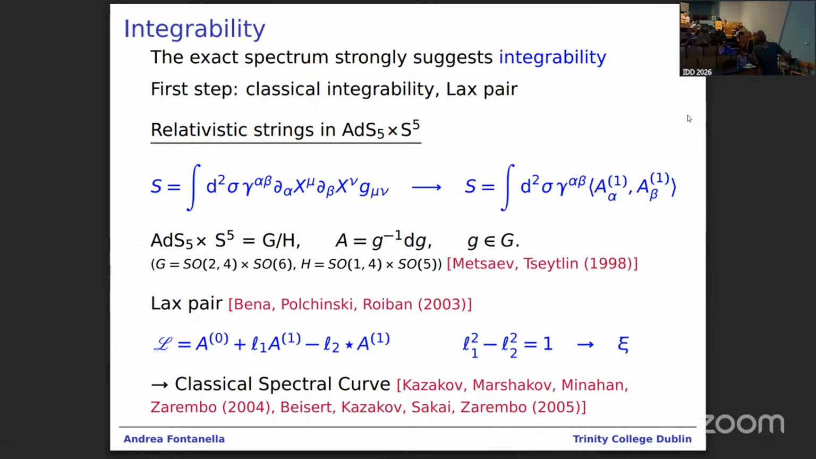So it is better to go into the coordinate-free language, which is written in this form. It's a quadratic action in the Maurer-Cartan form, and that's the Metsaev-Tseytlin action. So this A just lives in G over H, and you write AdS5 x S5 as a coset of G over H. And the Lax pair was given by Bena-Polchinski-Roiban, and from that Lax pair you can actually construct a classical spectral curve. So this is all the business that we all know.